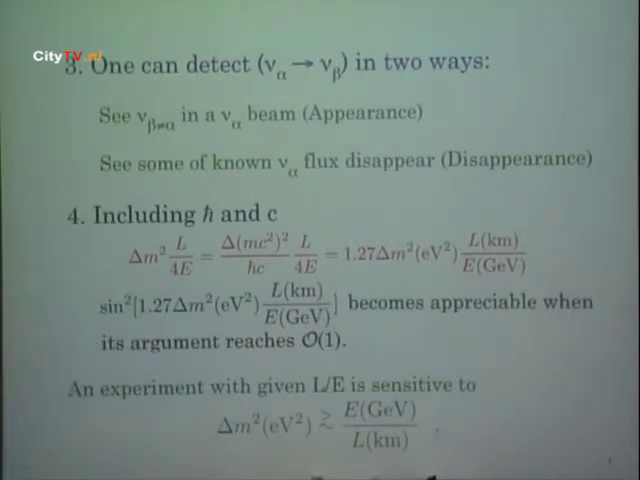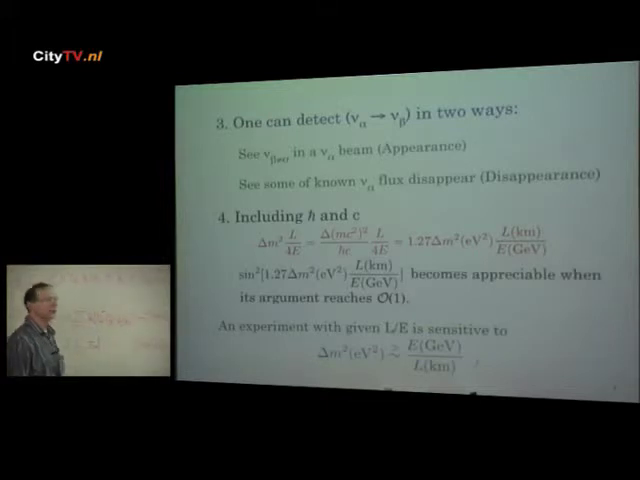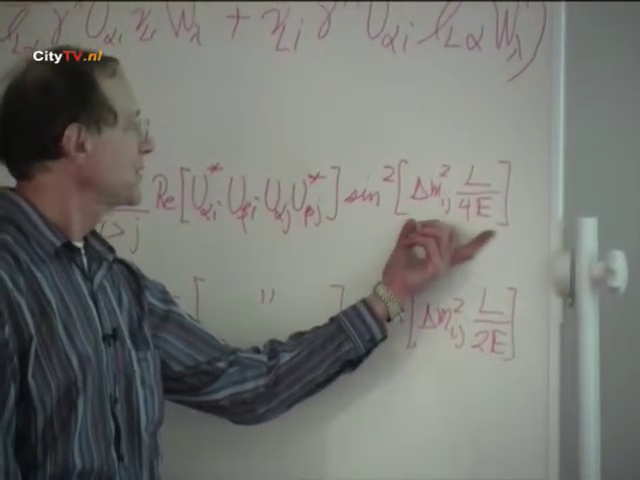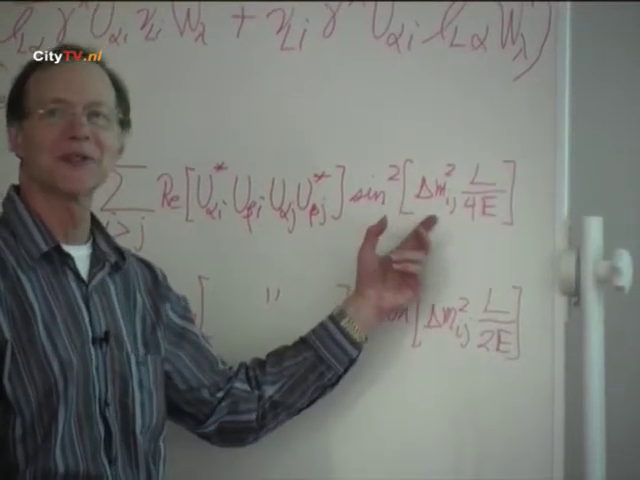So what has happened is that through the quantum interference effects which give rise to these oscillations, neutrino oscillation is sensitive to very tiny mass splittings. You just have to make L over E big enough so that this phase becomes of order 1, even though the delta m squared is a very small number.